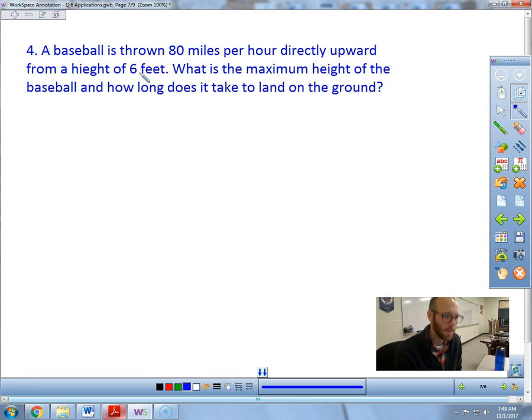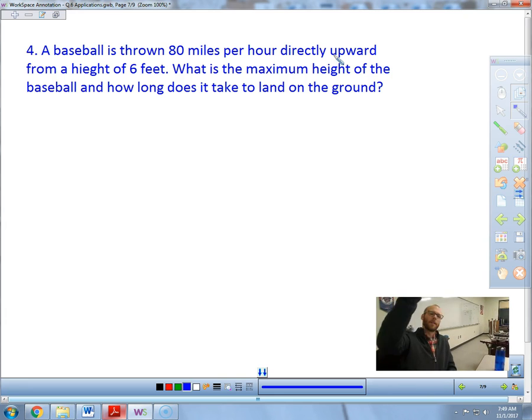Now we're actually going to throw a baseball. Instead of just dropping a water balloon, we're going to launch a baseball. We're going to throw it 80 miles per hour. We're going to bring the heat. And we're going to throw it directly upward, 80 miles an hour straight up in the air from a height of 6 feet. I'm a little over 6 feet tall, so I'm going to launch it from about the top of my head. What is the maximum height of the baseball, and how long does it take to land on the ground?